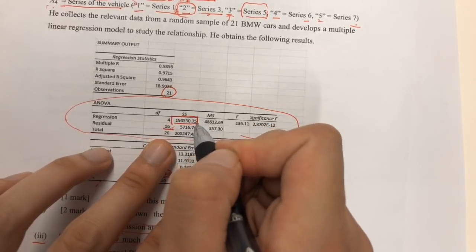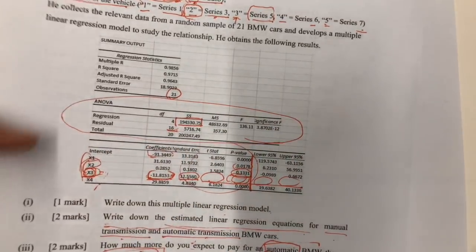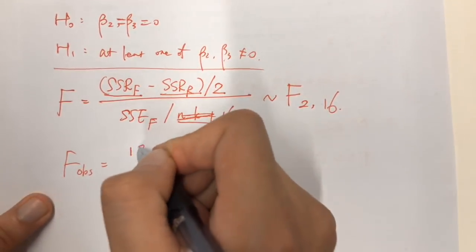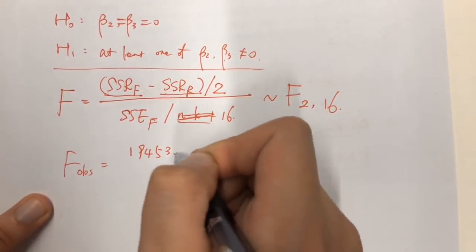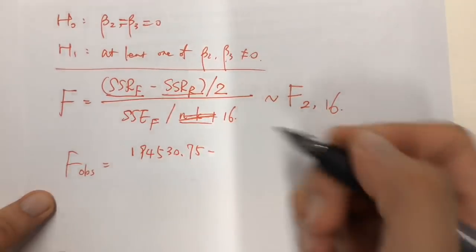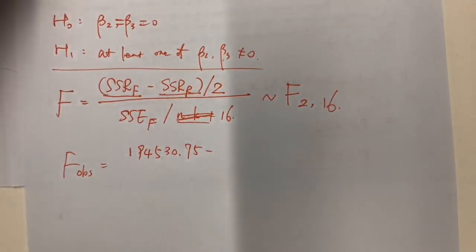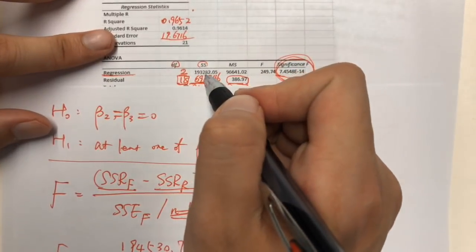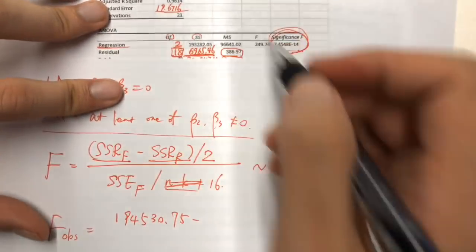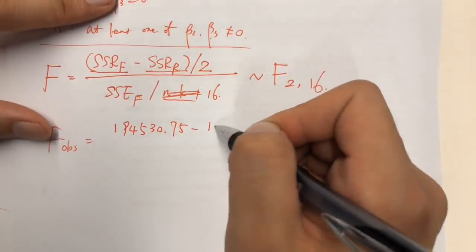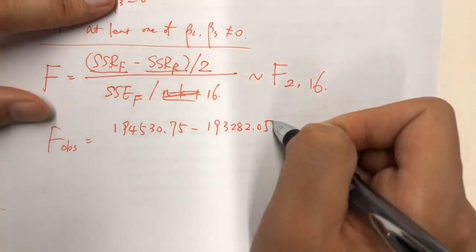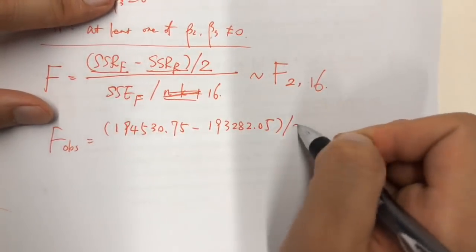It's 194530.75, right? And what about the reduced model? The reduced model is 193282.05. So let's write it down: 193282.05, and then divided by 2.